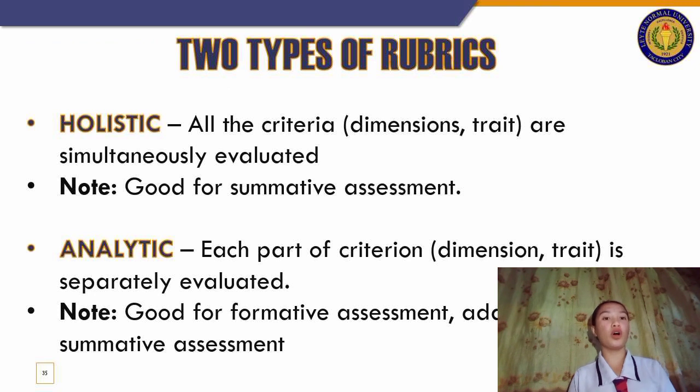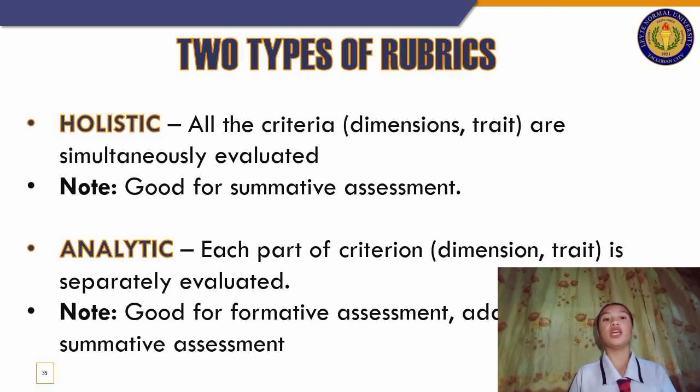Now let's explore the two types of rubrics. First, holistic rubrics. In holistic rubrics, all the criteria, dimensions, or traits are evaluated simultaneously. So it provides a comprehensive and overall view of the student's performance. This type is particularly useful for summative assessment, where the goal is to assess the overall achievement or proficiency in a task or project.